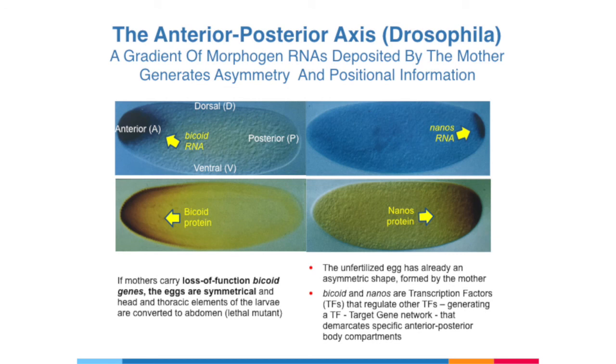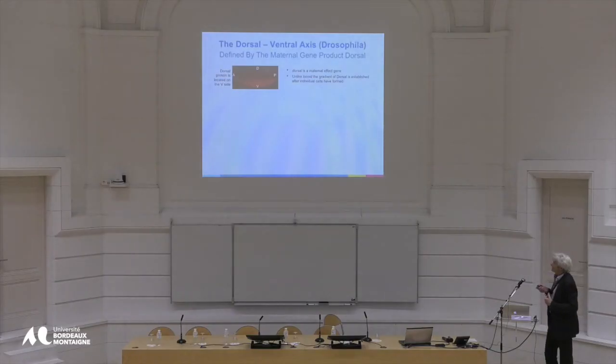Now, as we know from computational analysis, and this was depicted a long time ago, one single gradient is not sufficient for positional information. You need another one, and this is, for example, nanos. Again, the mother on the other side, on the posterior end, deposits nanos RNA, which is then translated. These two proteins are now generating a gradient, and this gradient gives you anterior-posterior information, which is further interpreted. For the dorsal-ventral axis, it's exactly the same. The mother provides the protein dorsal, which is again, as we call it, the maternal effect gene.